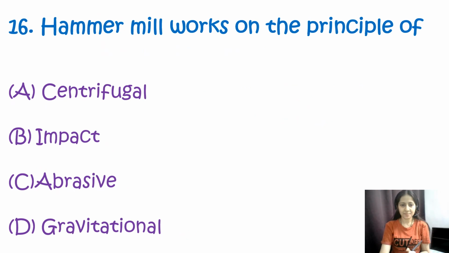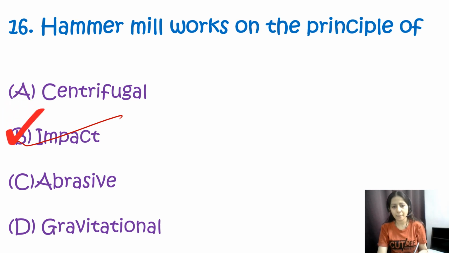Question number 16. Hammer mill works on the principle of: options are centrifugal, impact, abrasive or gravitational. So a hammer mill operates based on the principle of impact. So the correct option is B. So in a hammer mill what happens?